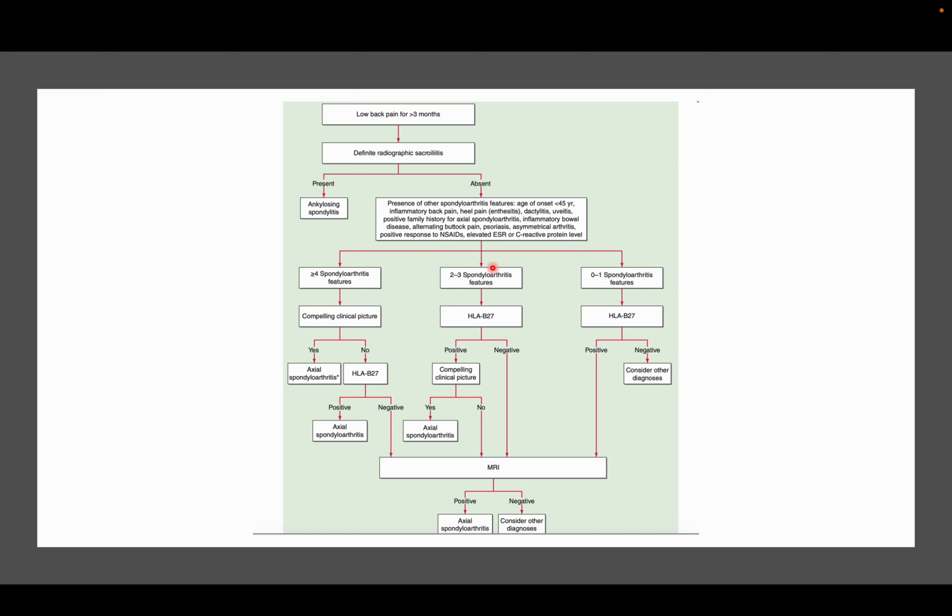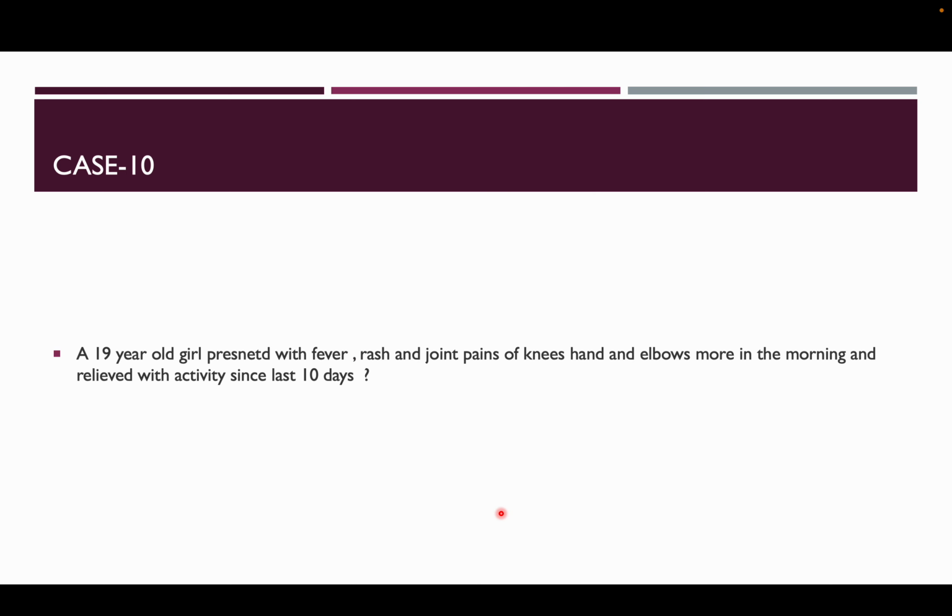If 2 to 3 features are present, then you check for HLA-B27 positivity. If compelling, it is excellent. If you are still in doubt, with only 1 to 2 features, and it is not classically presenting as axial spondyloarthritis, you can get an MRI done, and the MRI will suggest axial spondyloarthritis. Here, definitive means X-ray findings. So if you are in doubt, get an MRI done. If it is suggestive, then axial spondyloarthritis is a possibility.